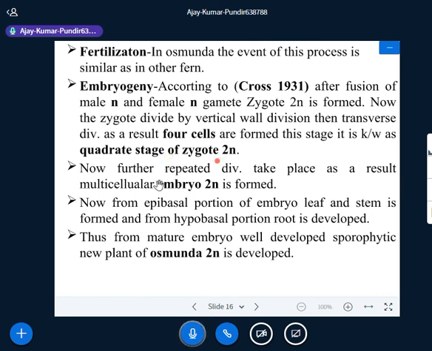मैंने सब आपको बता दिया. Now with further repeated division the embryo takes shape. Now from the epibasal portion of embryo leaf and stem are formed, and from the hypobasal portion root is developed. Thus from mature embryo a well developed sporophytic 2n new plant of Osmunda, which is diploid, is developed.